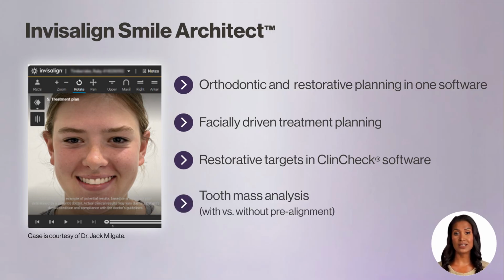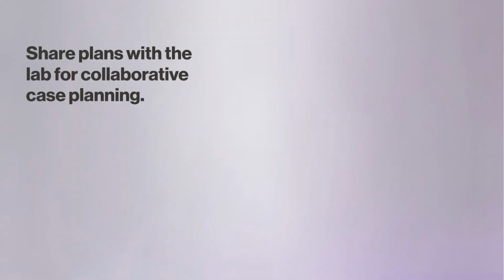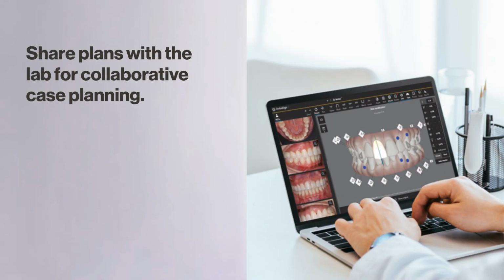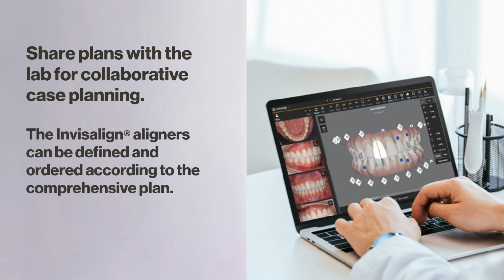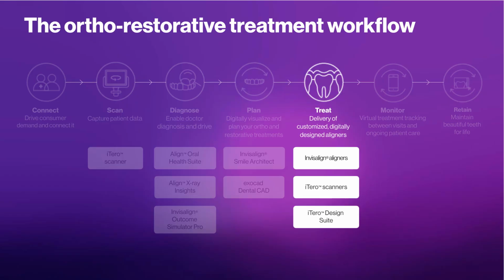And its tooth mass analysis shows how much reduction is needed, comparing outcomes with and without pre-alignment. The Smile Architect plan can also be shared directly with the lab. This way, the technician is involved from the very beginning, supporting excellence in treatment outcomes. The Invisalign aligners can then be defined and ordered according to the comprehensive plan. Once the orthodontic phase is complete, it's time to begin the restorative stage.